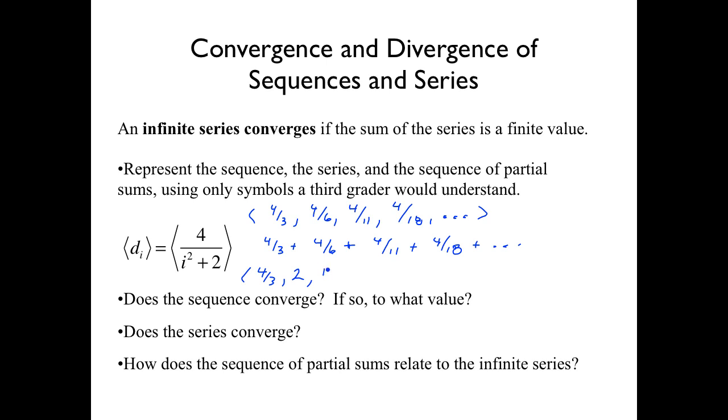That was 156 over 66. 156 over 66? Okay, etc. Right? So the first term is 4/3. Second term, those two added. Third term, the first 3 added. Anyone get the next term?